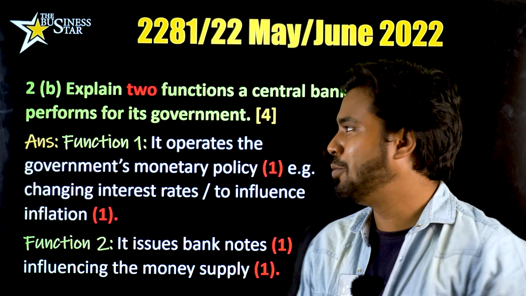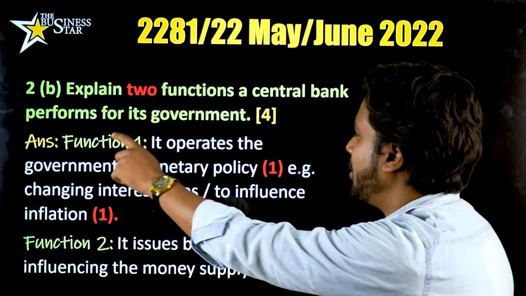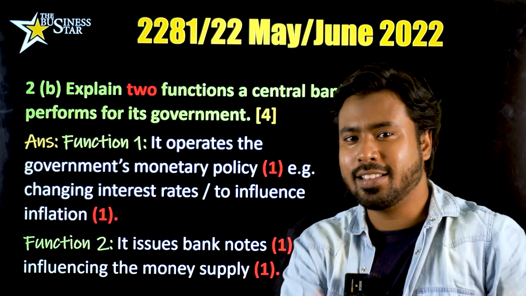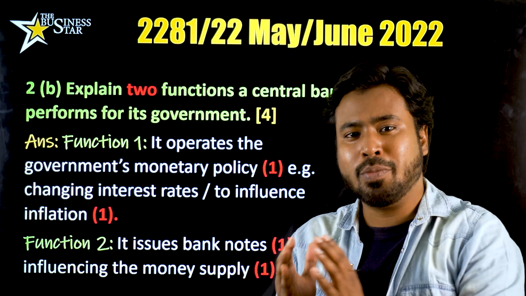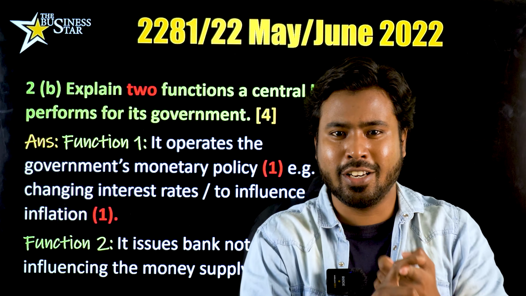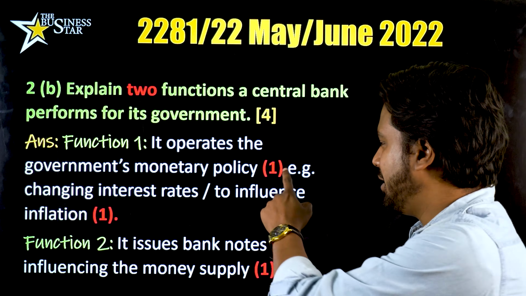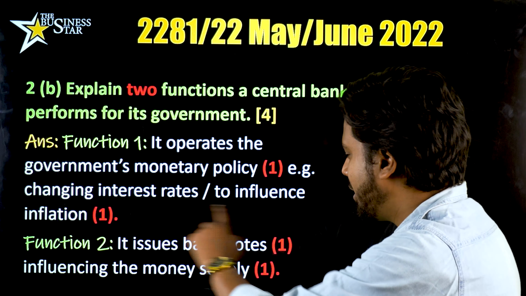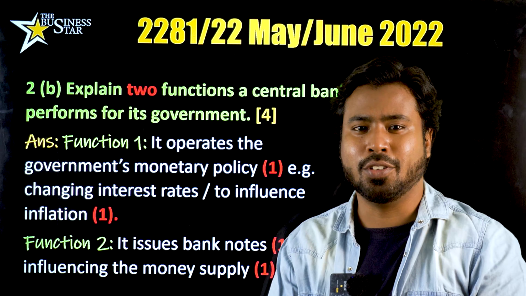Moving on to question number 2B, which is: explain 2 functions a central bank performs for its government. It's a 4-mark question. Before answering the question, you need to know that when there is a 4-mark question, you have to use a combination of knowledge and analysis. So this is the first knowledge, then analysis, again knowledge and analysis. So the 4 marks are calculated in front of your screen.